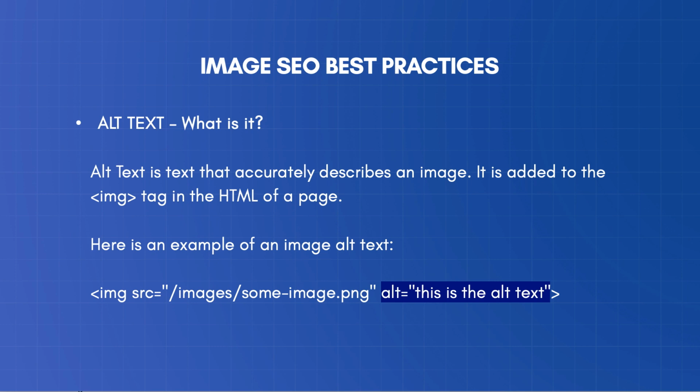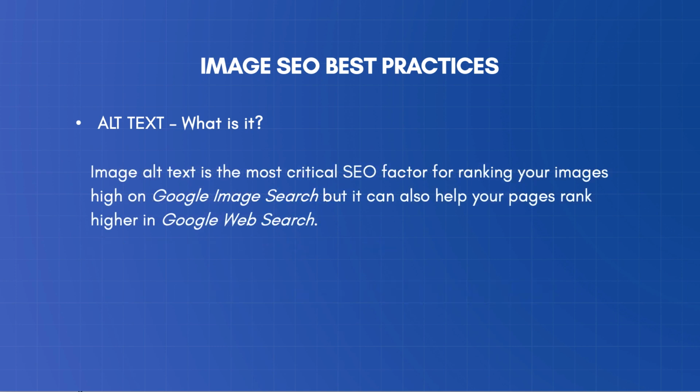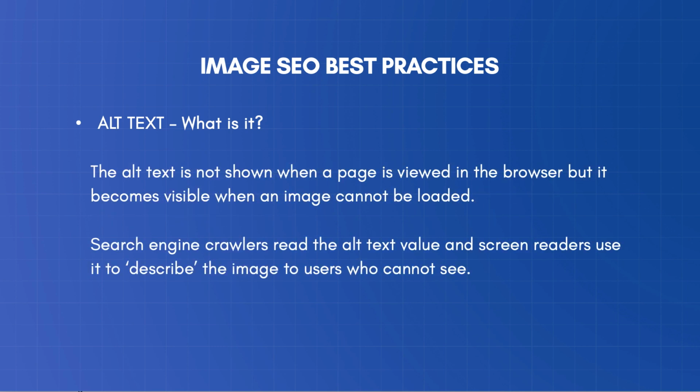Alt text can help your images rank on Google Image Search, but it can also help your pages rank higher in Google Web Search. The alt text is not shown when a page is viewed in the browser, but it becomes visible when an image cannot be loaded. Search engine crawlers read the alt text value, and screen readers use it to describe the image to users who cannot see it.